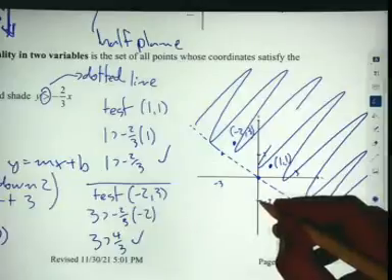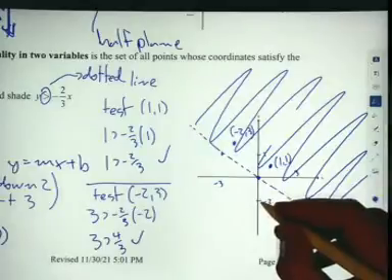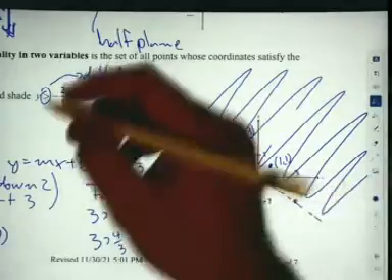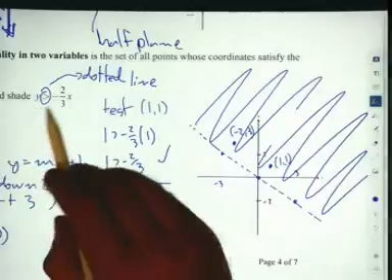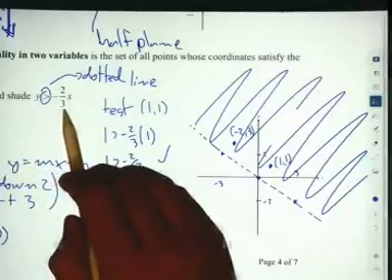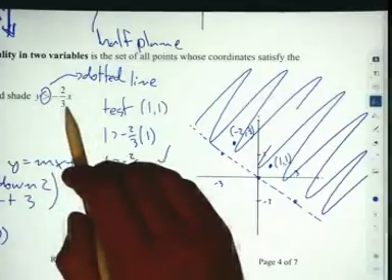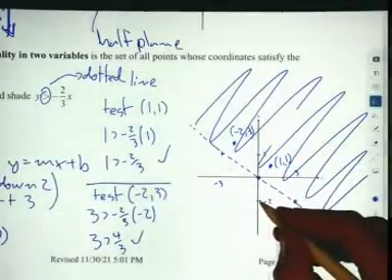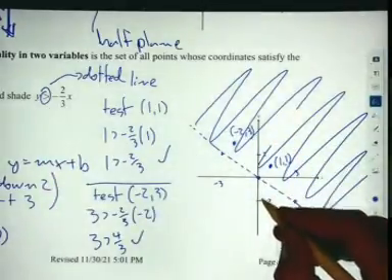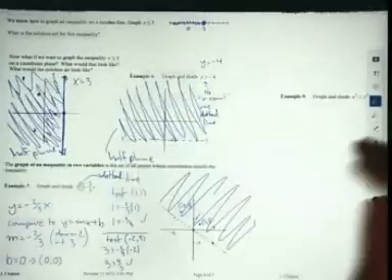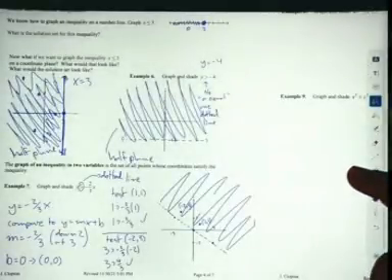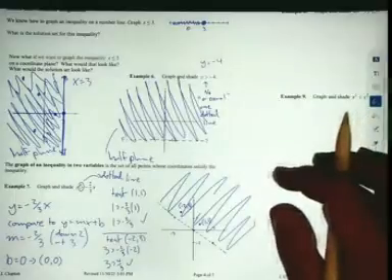You could even pick counterpoints. If you pick the point negative 2, 0, that should give you a false statement. Y is 0. Negative 2/3 times negative 2 is going to be a positive 4/3. 0 is not greater than 4/3, so you know that that point is not satisfying the inequality. So that's what we're going to be doing for a few examples. So let's look at example number 8.